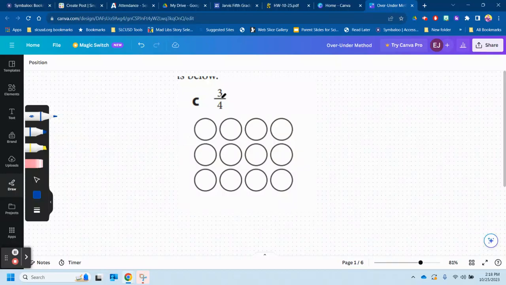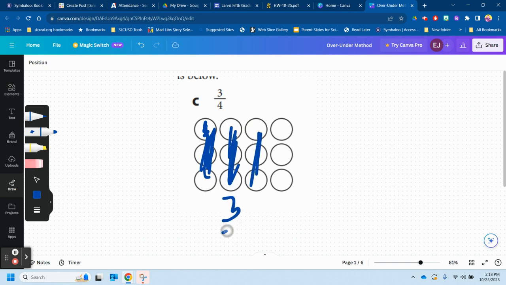And they're asking you to shade in 3/4 of this. So you can just count here as 4 groups would make a whole. So here's 1 group, 2 groups, 3 groups, 4 groups. So to shade in 3/4 of those, I'm going to shade in all of these. 2, 3. So 3 of the 4 are shaded in 3/4.